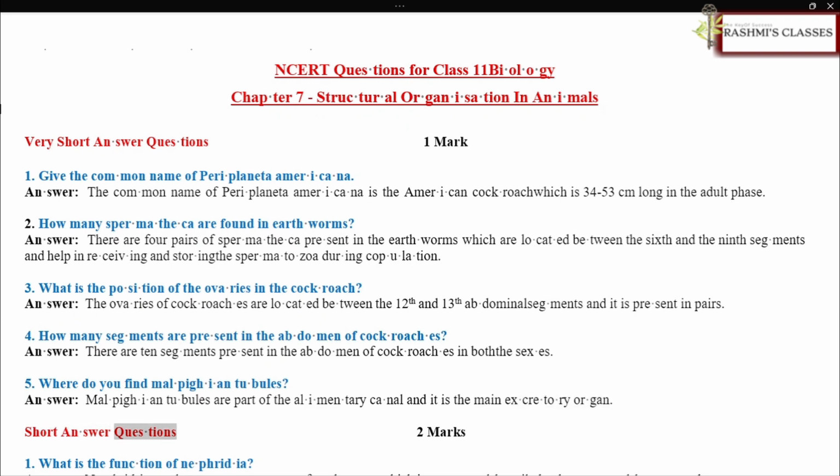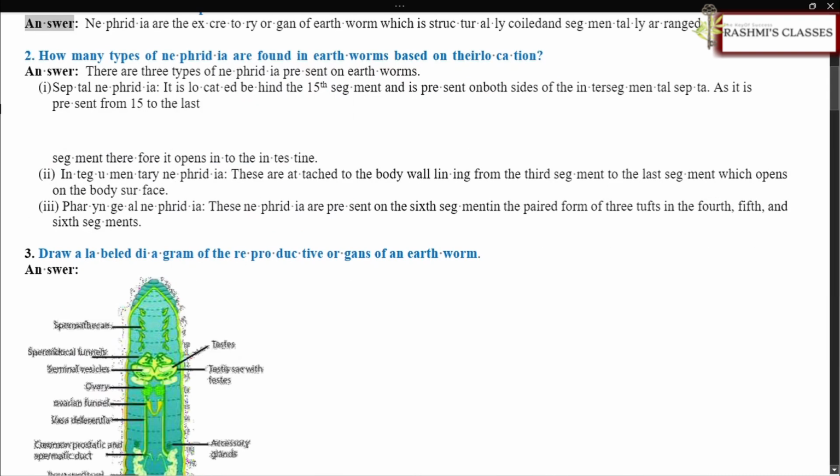Short answer questions. 2 marks. What is the function of nephridia? Answer. Nephridia are the excretory organ of earthworm, which is structurally coiled and segmentally arranged. How many types of nephridia are found in earthworms based on their location? Answer. There are 3 types of nephridia present in earthworms.